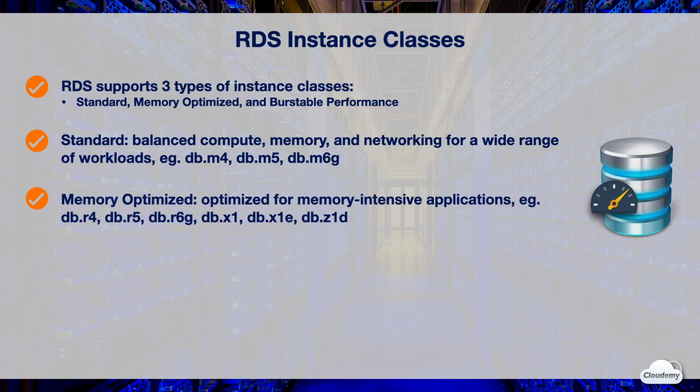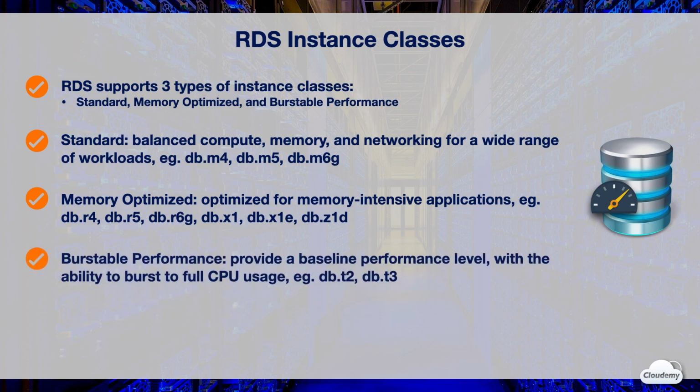Memory-optimized classes are ideal for memory-intensive applications. Memory-optimized classes include DB R4, R5, R6G, X1, X1E, and Z1D instances. Burstable performance classes are designed to provide a baseline performance level with the ability to burst to full CPU usage. Burstable classes include DB T2 and T3 instances.